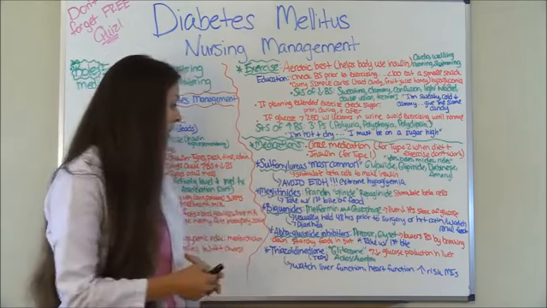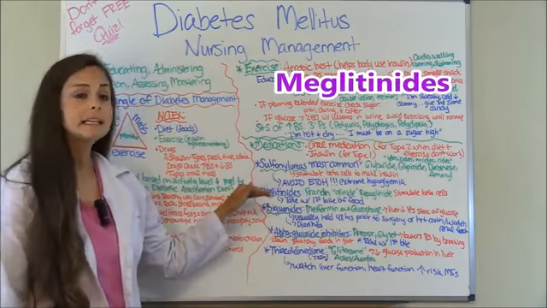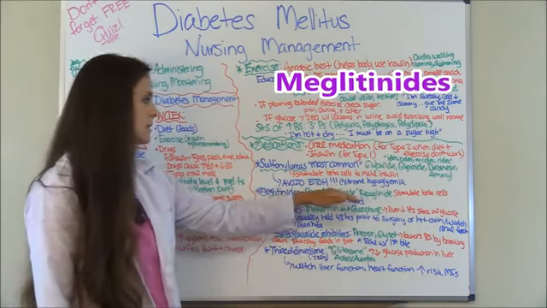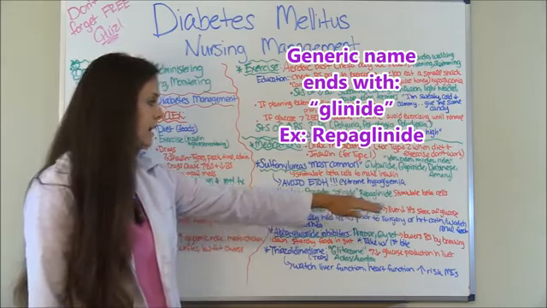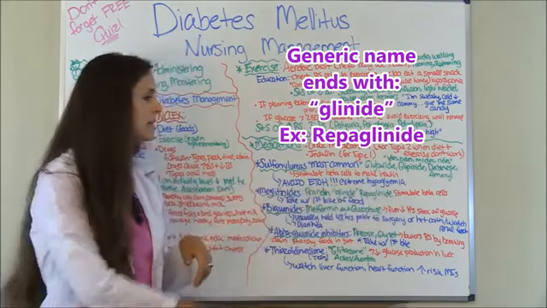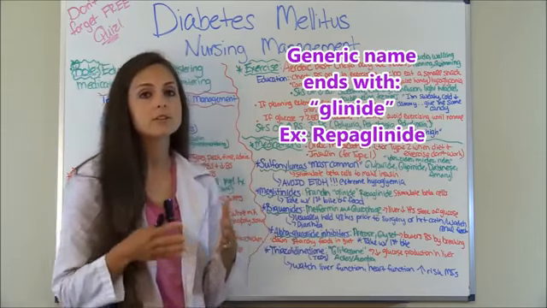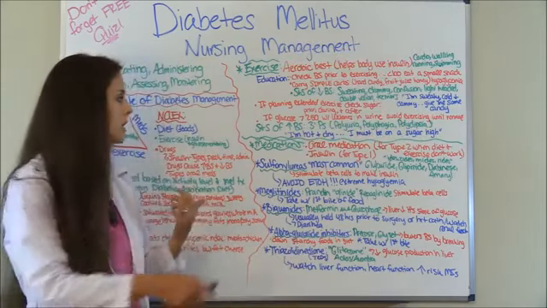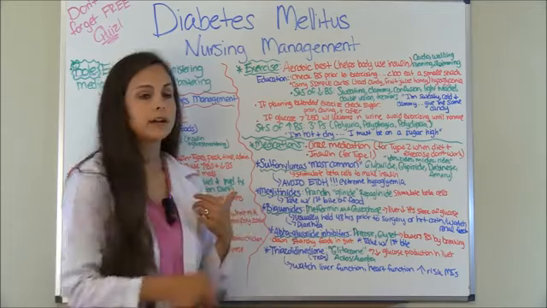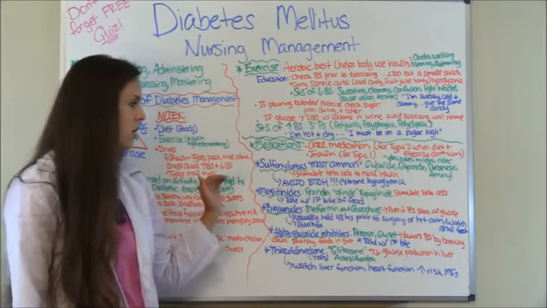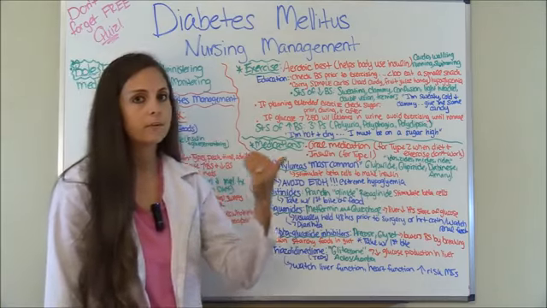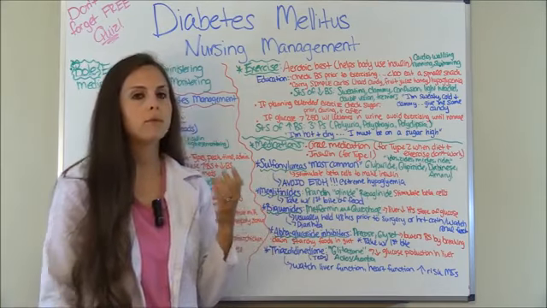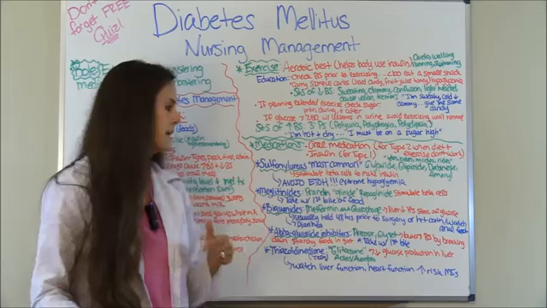Next drug category are the drugs known as the meglitinides, and these are drugs that usually end in G-L-I-N-I-D-E, like repaglinide, and these stimulate the beta cells to produce insulin, sort of similar to your sulfonylureas. And these are usually taken with the first bite of food. So an education piece, whenever a patient's on these type of drugs, right before they eat their food, they need to take this medication.